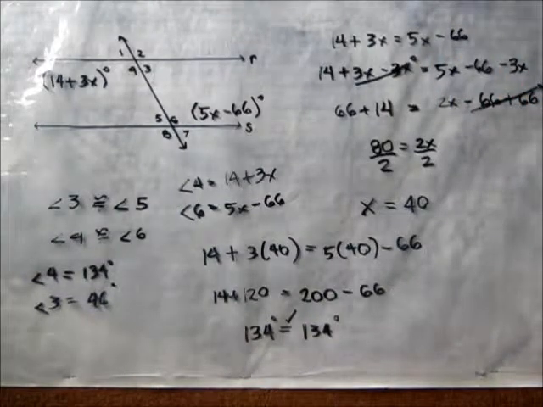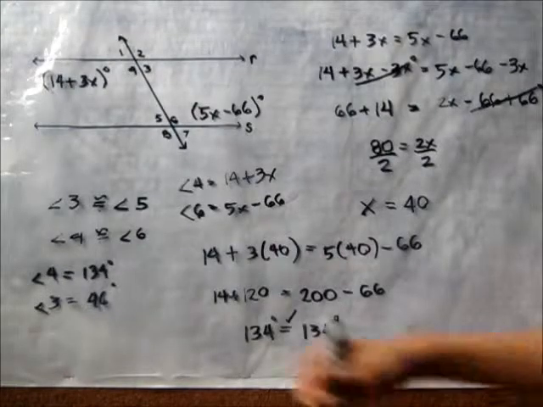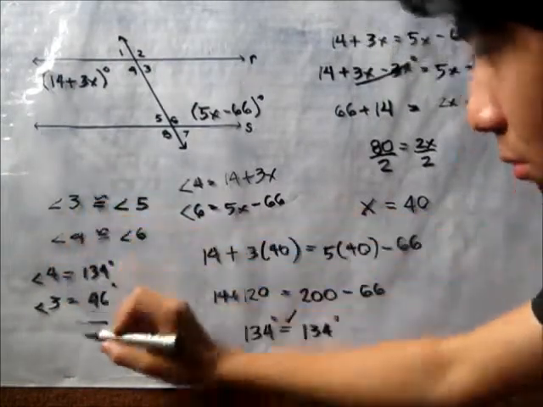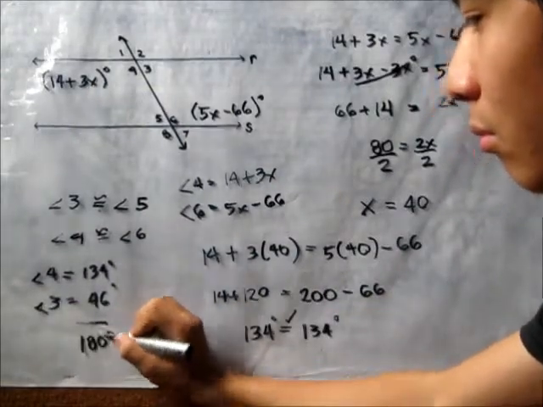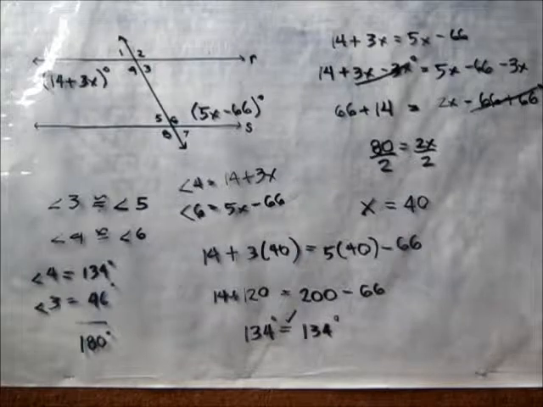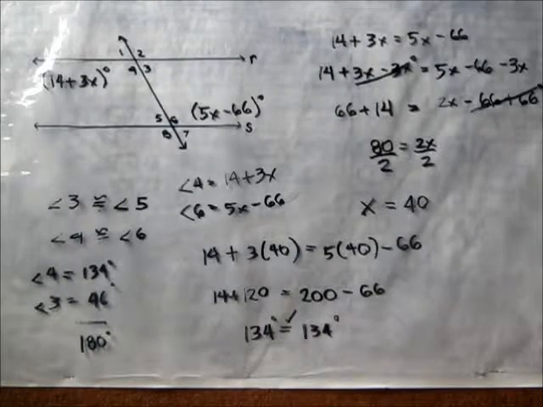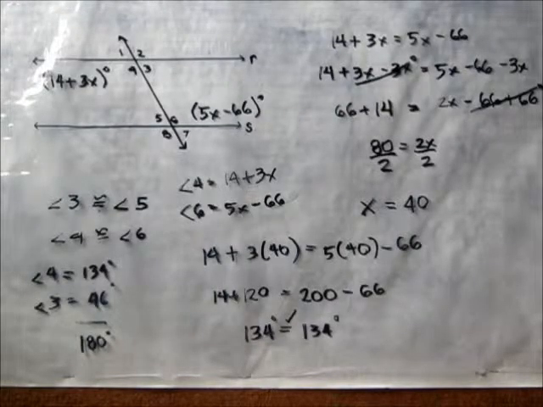We need to get the sum of the two angles in order to know if they are supplementary. Angle 4 plus angle 3 is equal to 180. Since the sum of the two angles is equal to 180 degrees, therefore, these two angles are supplementary.